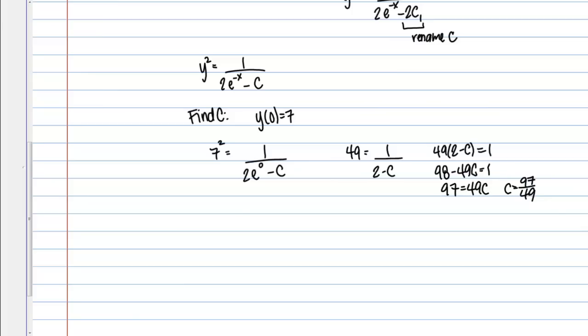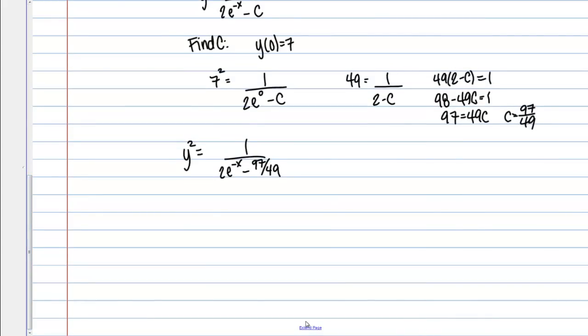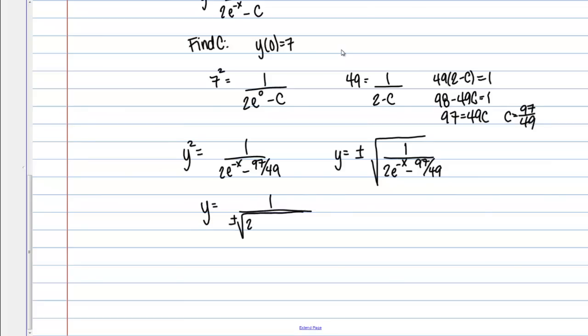If I substitute that back into our implicit solution, we get y squared is 1 over 2e to the negative x minus 97 over 49. Now to finish out this problem, we need to solve for y, since we're asked to express our solution explicitly. To solve for y, I am going to take the square root of both sides. So I get y equals plus or minus the square root of 1 over 2e to the negative x minus 97 over 49. Or I can write that as y equals 1 over plus or minus the square root of 2e to the negative x minus 97 over 49.